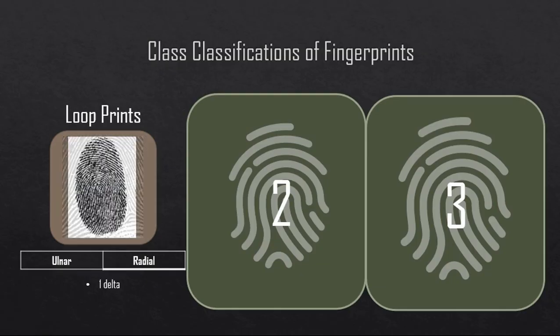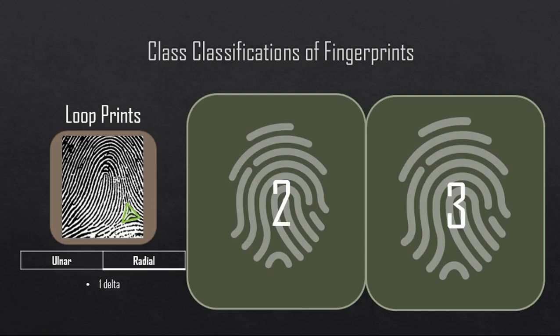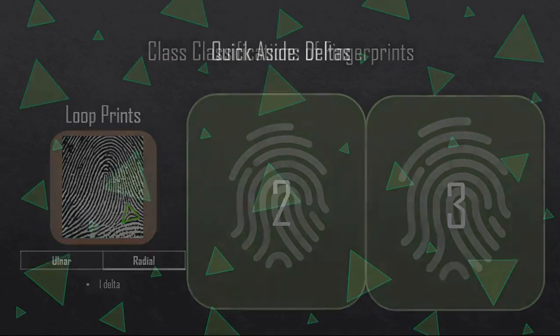From just a fingerprint on scene, you cannot tell which type of loop it is, because you do not know which hand it is from. A loop with a tail to the left could be an ulnar loop if it is from the left hand, but it could also be a radial loop if it is from the right hand. All loop fingerprints have one delta.